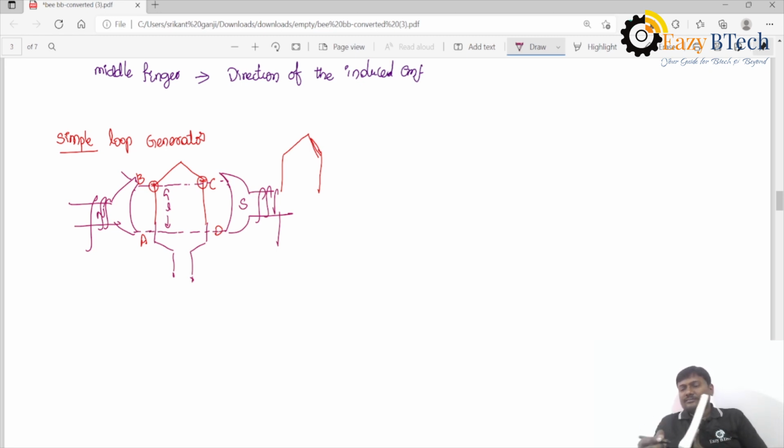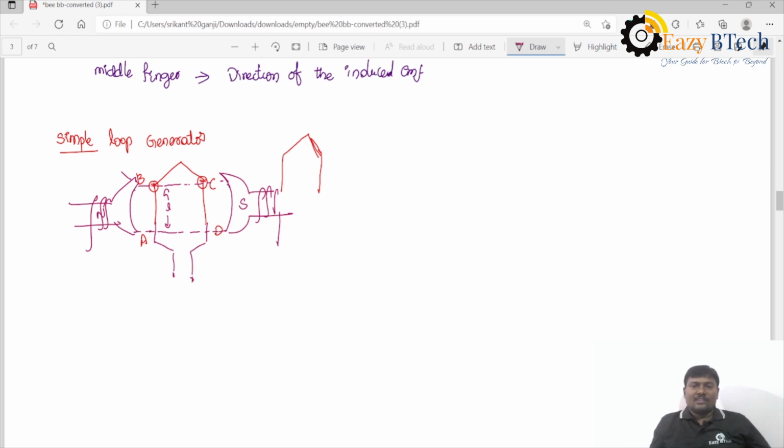Suppose this is the conductor A and B, and this end can be treated as C and D. Once again, this starting end is A, and here it is B. Top is B, and top two is C, and bottom is D. What is the front view of this one? The front view of this one is just like a small rectangle, right?